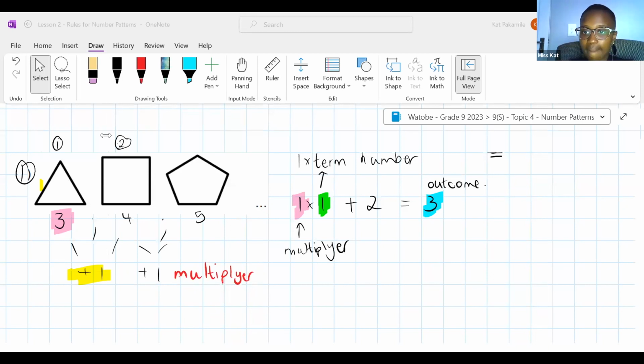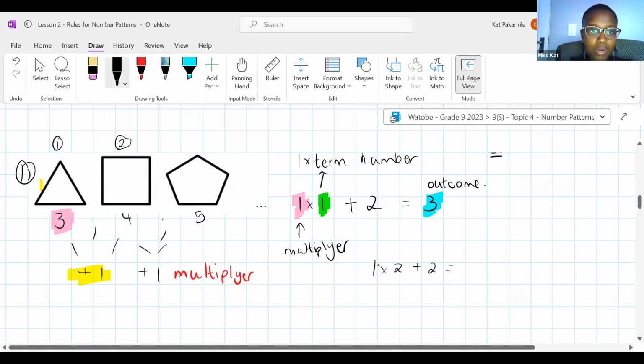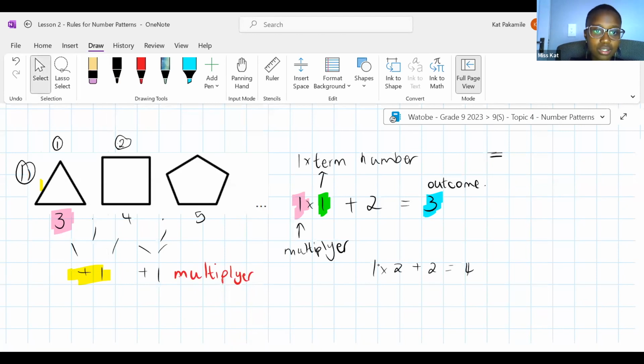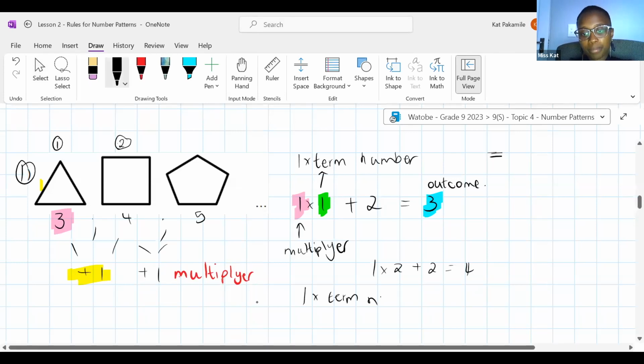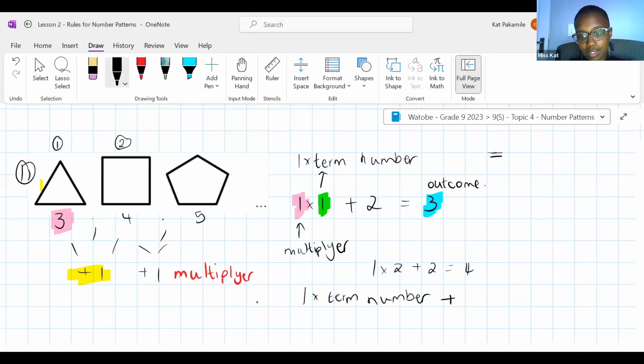Sharifa? Hello. Afternoon, ma'am. 1 times 2. 1 times 2 plus 2 will give us 4. And it's the outcome that we want? Yes, ma'am. Yes, it is. Our formula works. So our formula in this case will be indeed 1 times your term number plus 2. Are we following, guys?